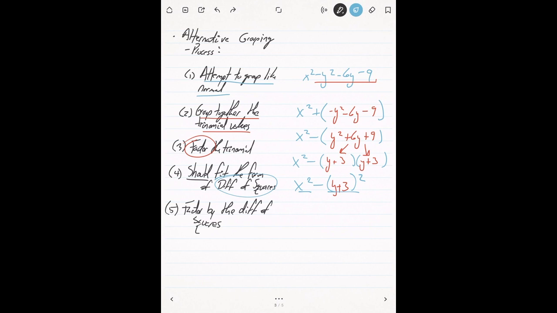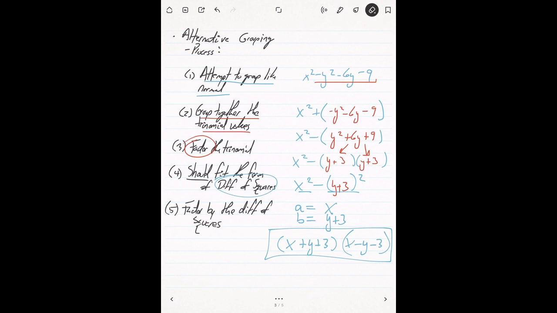Let's go ahead and identify what's A and what's B. A in this problem is x, B in this problem is y plus 3. A and B are the quantities that are being squared. We're first squaring an x, then we're squaring the y plus 3. So if we use the difference of squares formula, we end up with x plus y plus 3, and then we have x minus y minus 3. These are our final factors.